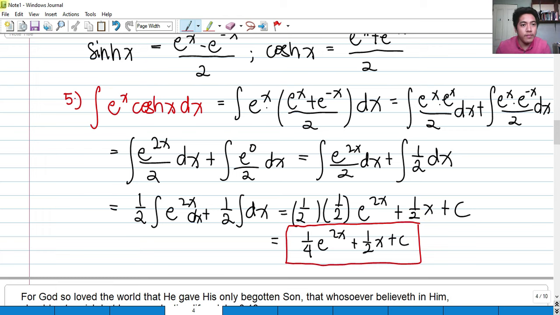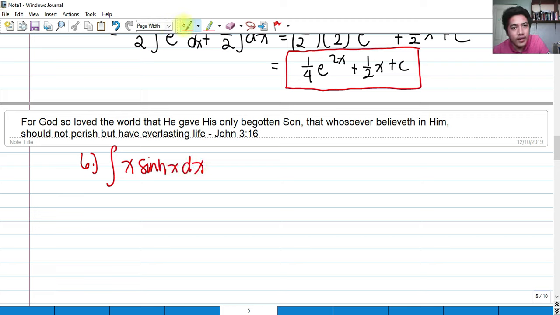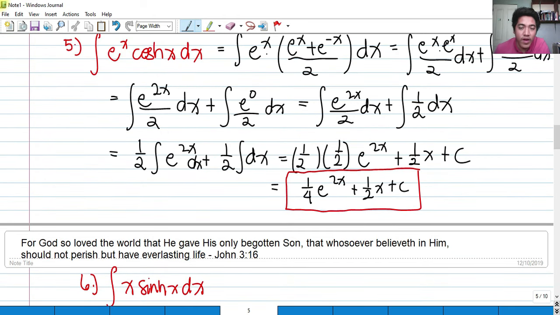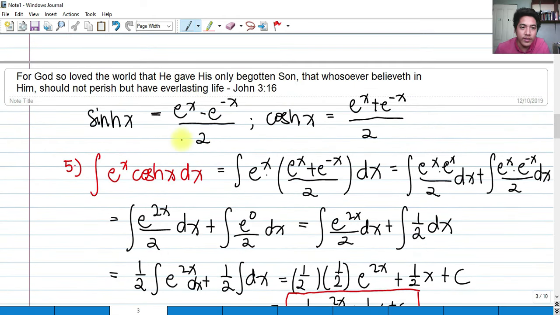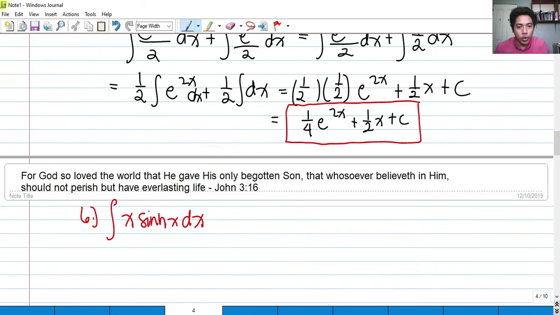So for our next problem, we'll be having this problem. Number 6, the integral of x hyperbolic sine of x dx. Okay? So we'll be using again the definition of hyperbolic sine of x, which is e raised to x minus e raised to negative x over 2.